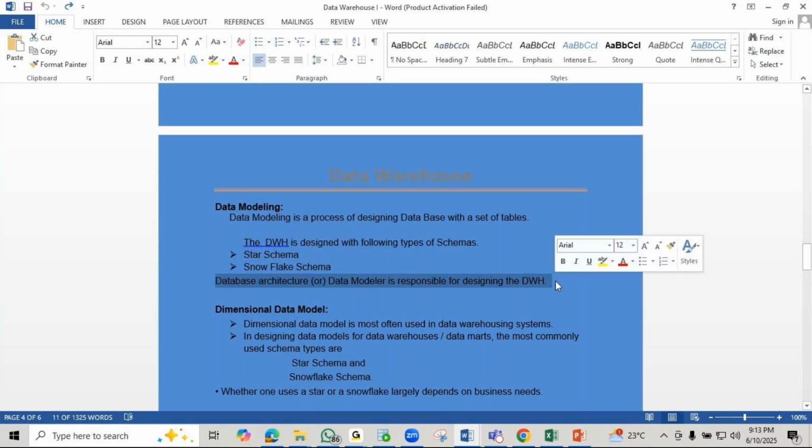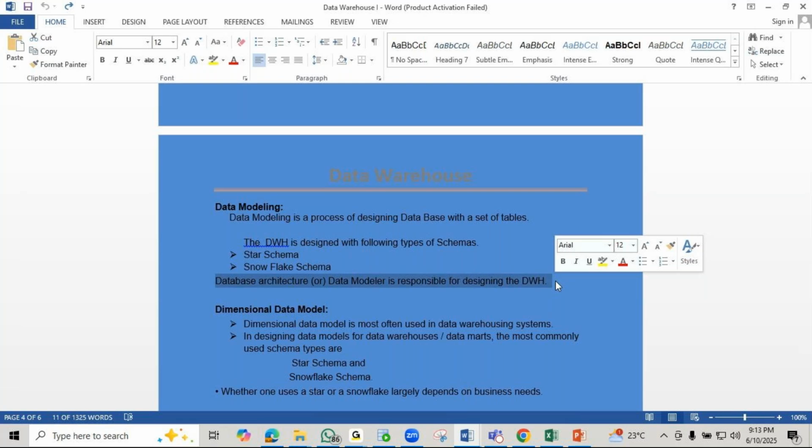Okay, some candidates get confused in interviews. Imagine the interviewer asks on which schema you are working, and you say star schema. They will ask, have you ever designed the star schema? Because just now you told that you are working on the star schema, so definitely you could have designed it. Then what do you have to say? You have to say no. Designing of the schema is the responsibility of the database architect or data modeler, not the ETL tester.